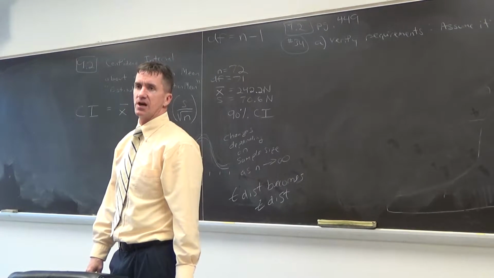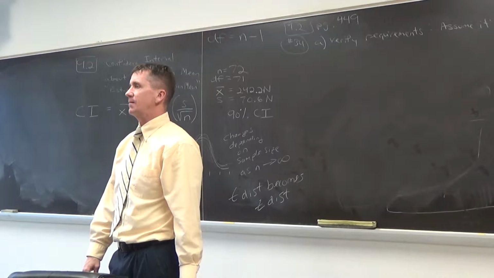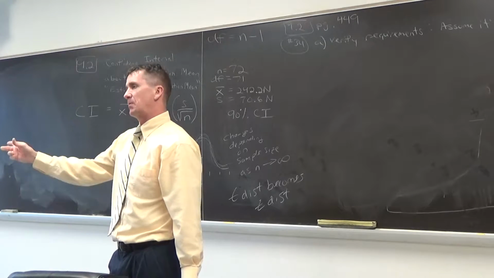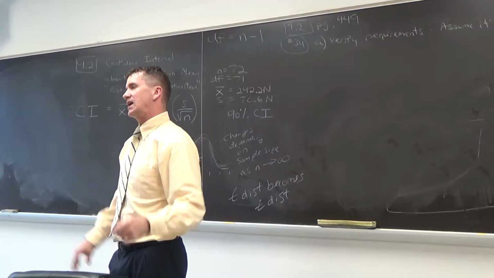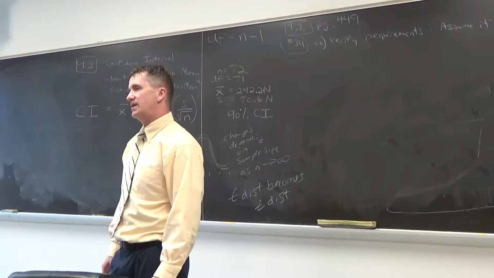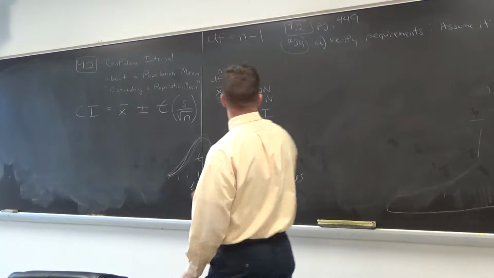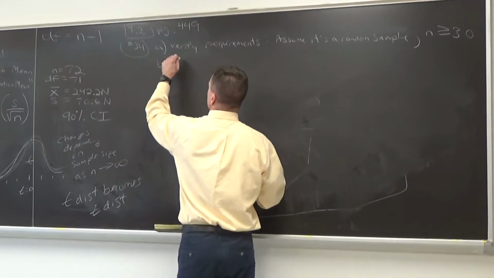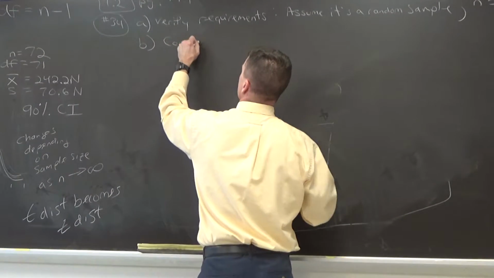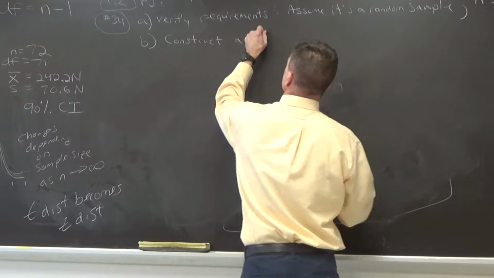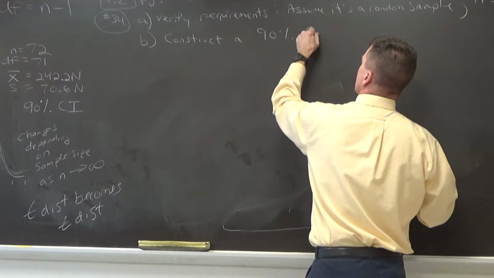Have you noticed there's two checks? One of them is n times p times 1 minus p is greater than or equal to 10. That's for proportions. What is it for means? n has to be greater than or equal to 30. And you can always look it up on the sheet. All right, so let's get to letter B. Now you need to construct a 90% confidence interval.